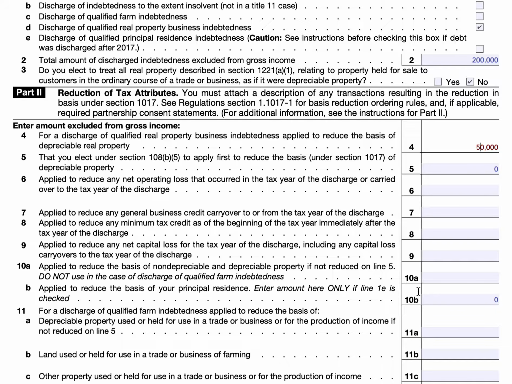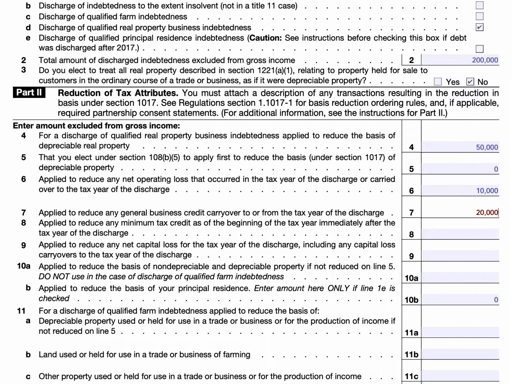So line 6 is used to reduce any net operating loss that occurred in the tax year of discharge or that was carried forward from the prior years. So let's imagine that we carried over a $10,000 operating loss. We also had general business credits as filed on IRS Form 3800, which is used to calculate general business credits. So let's imagine that we had $20,000 that is actually on our Form 3800 from last year. We brought that over. We're going to eliminate that business credit.